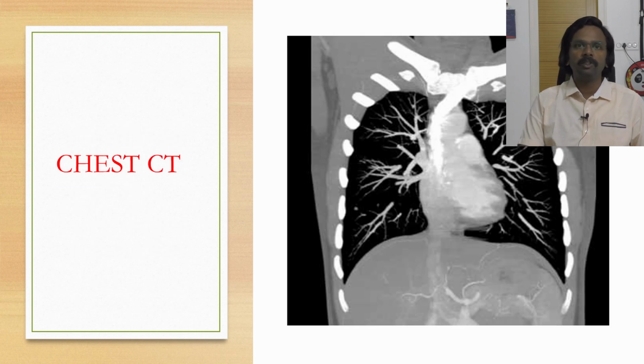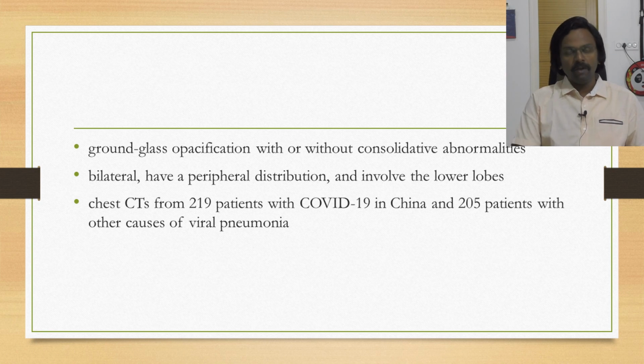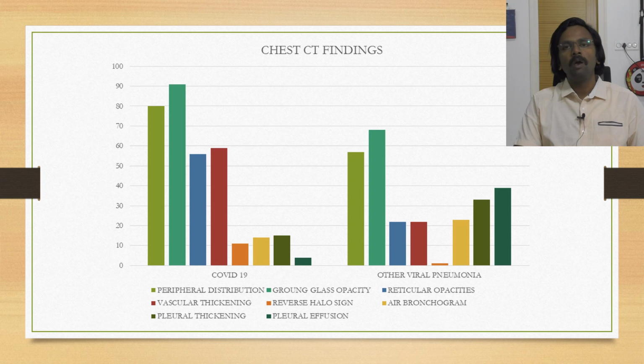Chest CT should be done to find out the severity of disease. The most common findings are ground glass opacification with or without consolidative abnormalities. And they have done a study which compared 219 patients with COVID-19 pneumonia with 205 patients with viral pneumonia of other causes. The CT chest findings were compared, and peripheral distribution, ground glass opacity, vascular thickening, and reverse halo sign are more common in COVID-19 patients, whereas pleural effusion, air bronchogram, and reticular opacities are more common in other etiologies of viral pneumonia.